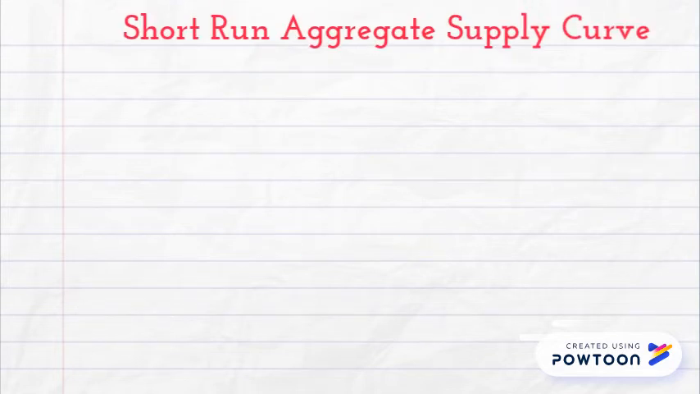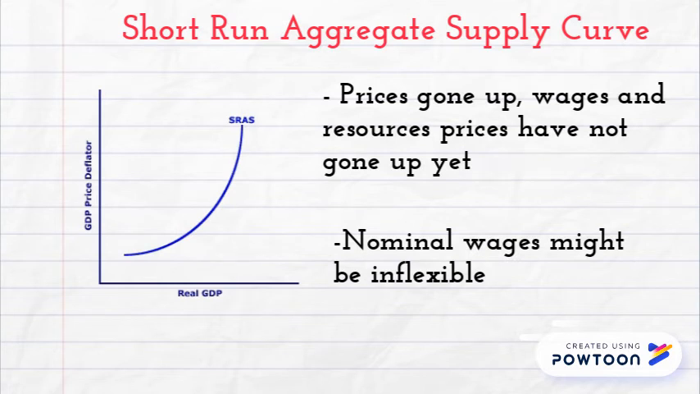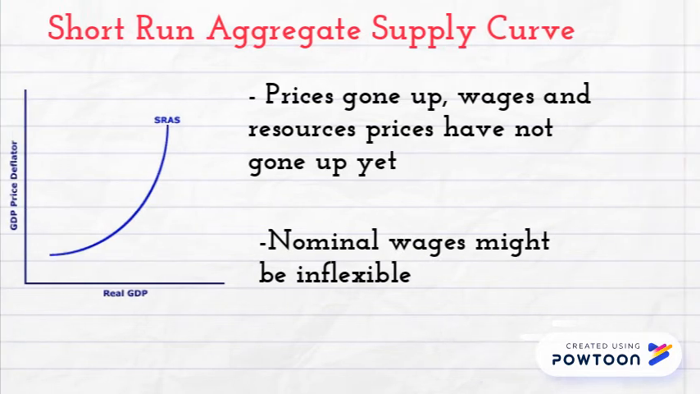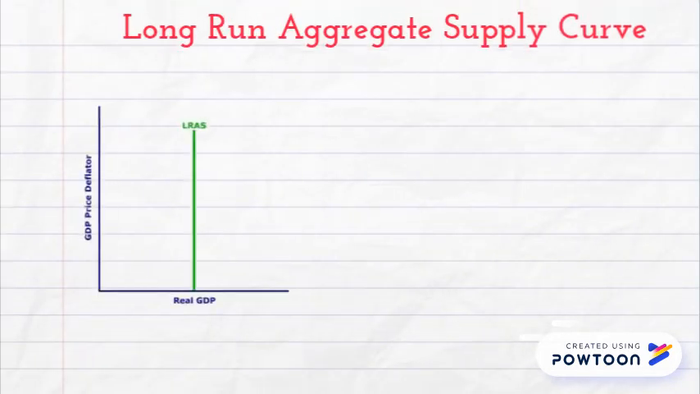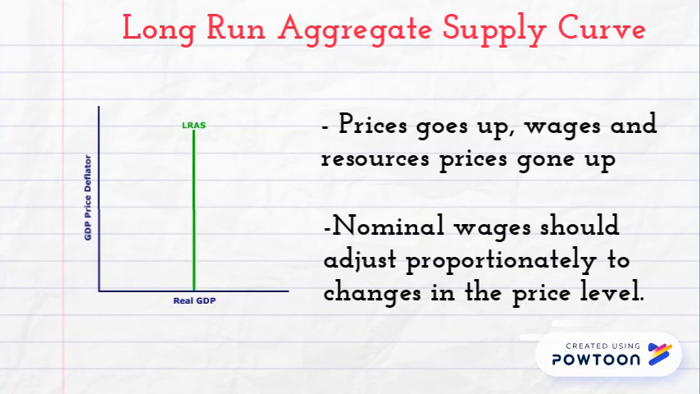In the short-run supply curve, when prices go up, the wages and resource prices have not gone up yet. Nominal wages might be inflexible. In the long-run supply curve, when prices go up, the wages and resource prices go up. Nominal wages should adjust proportionately to changes in the price level.